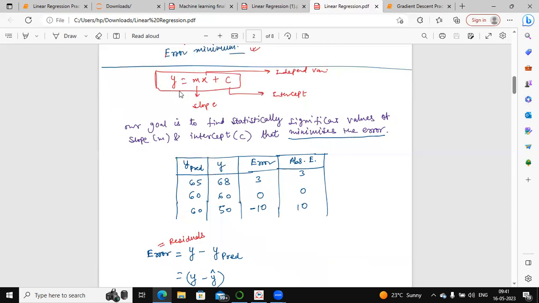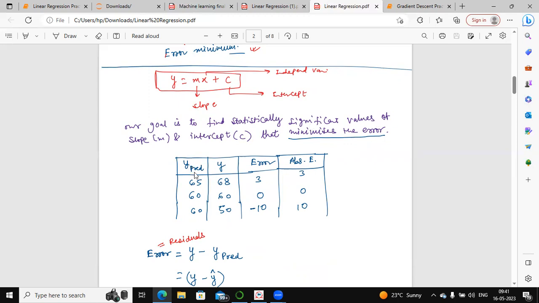So the equation of a line is y = mx + c, where m is the slope and c is the intercept. This is our independent variable x. Our goal is to find statistically significant values of slope and intercept that minimize the error.